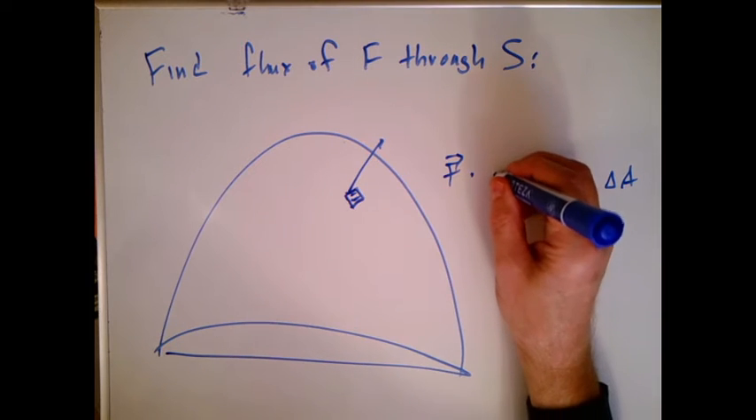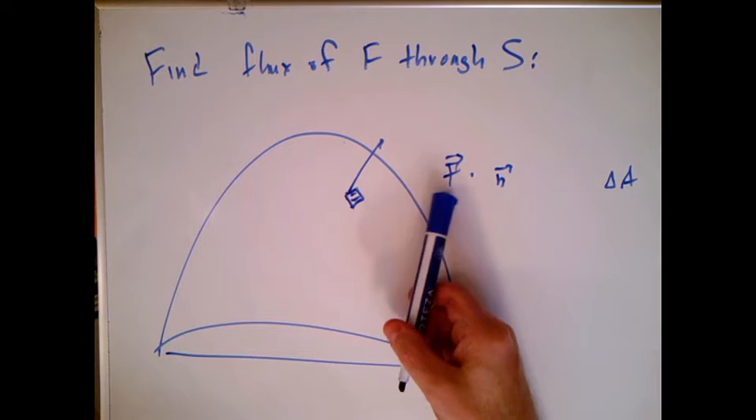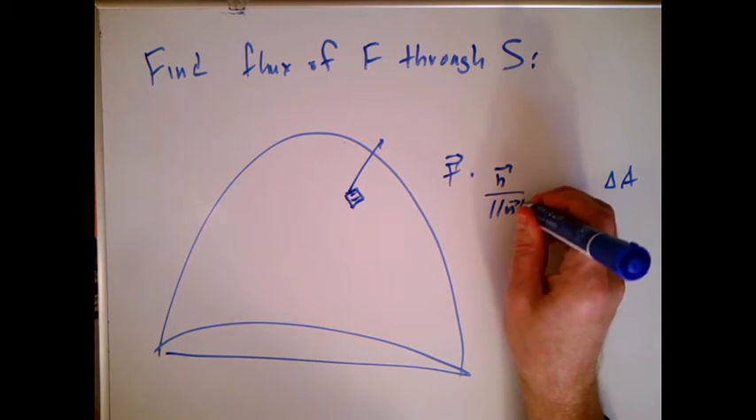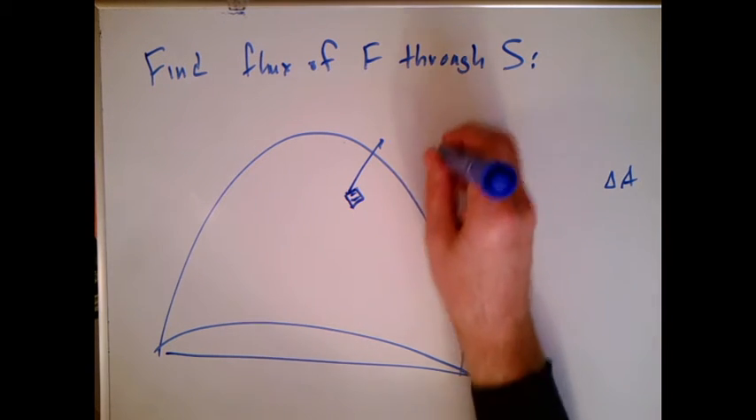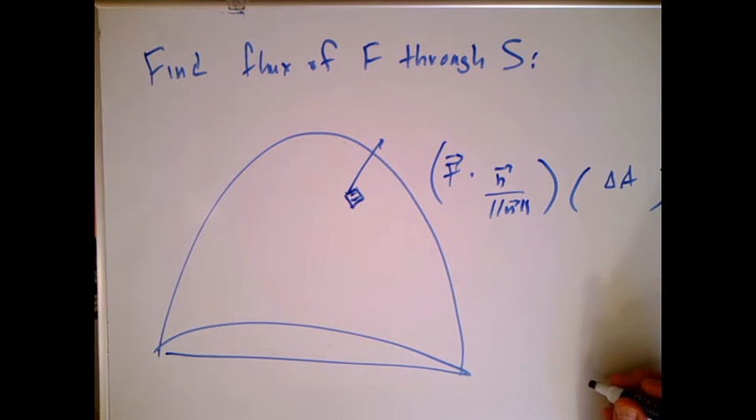We need a vector that's sticking directly out of the patch. We need to find the projection of our velocity onto that vector so that we get the actual velocity passing through the patch, and then we multiply by the area of the patch, and that will estimate the flux of our velocity field going through the one little patch.